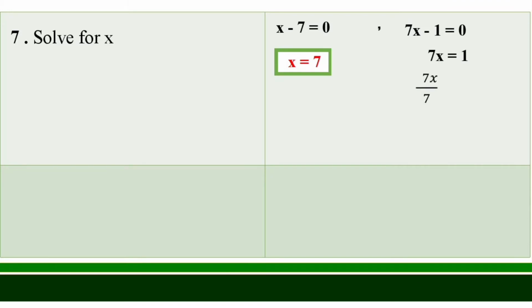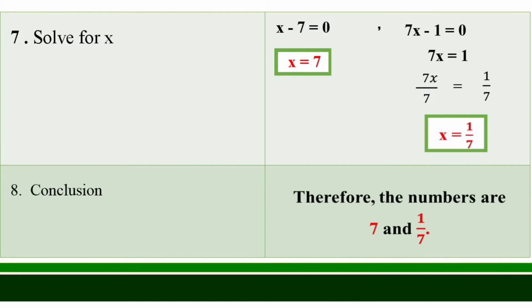Then, for 7x equals 1, you are going to divide both sides by 7. So it will become 7x over 7 equals 1 over 7. And the final answer is x equals 1 over 7. Next, number 8, conclusion. So from that, therefore, the numbers are 7 and 1 over 7.